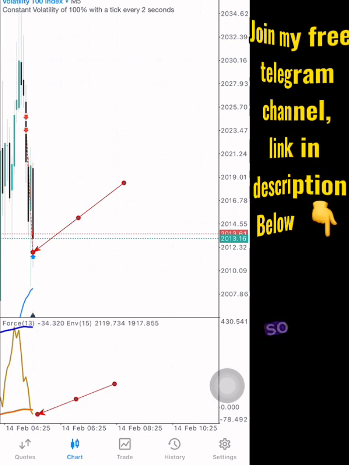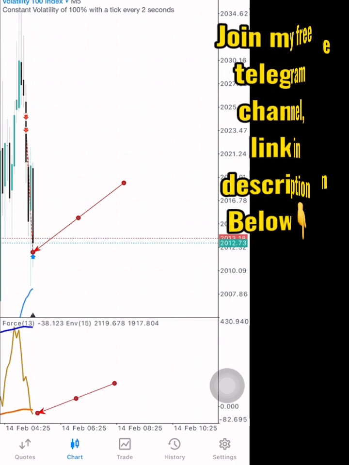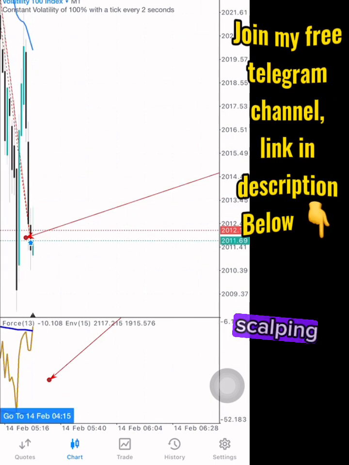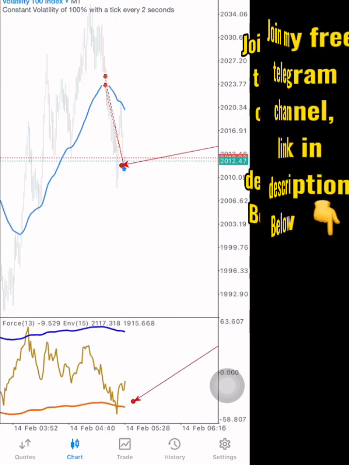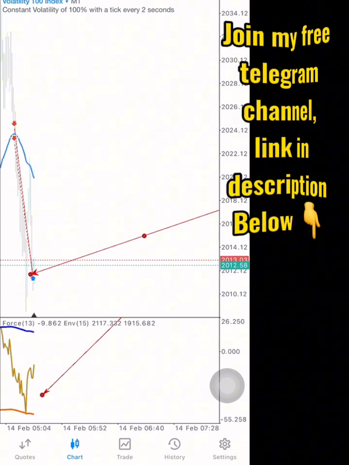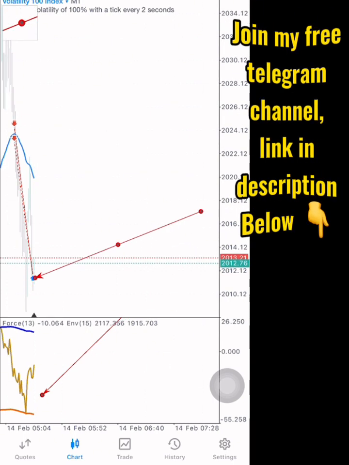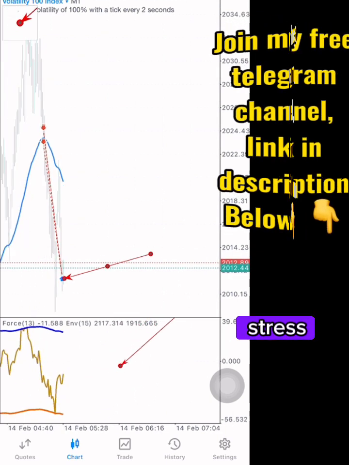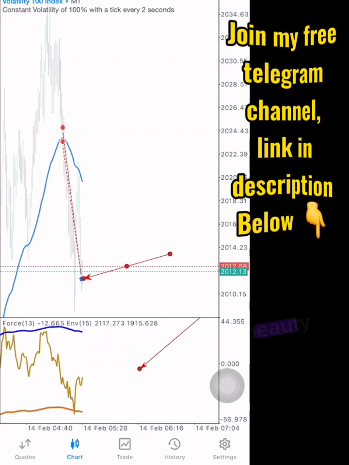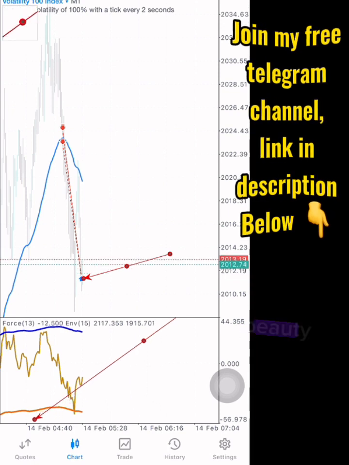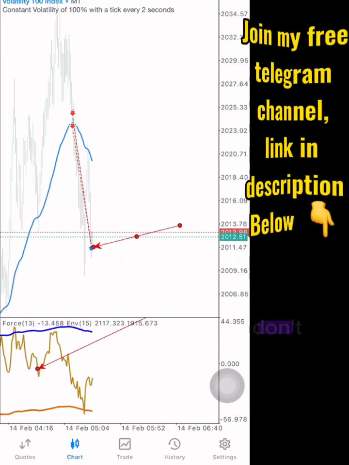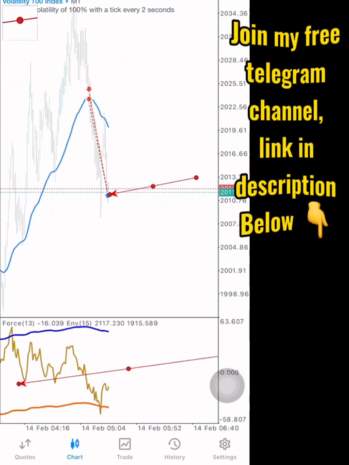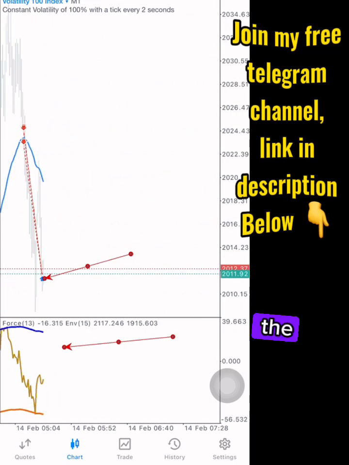You can see this is so straightforward, guys. You just use this strategy for quick scalping. Trade without delays. Quickly you take your profits and you are out of the market. No stress. That is the beauty of this strategy, guys. You don't have to stress yourself that much, okay? Just make quick profits and you are out of the market.